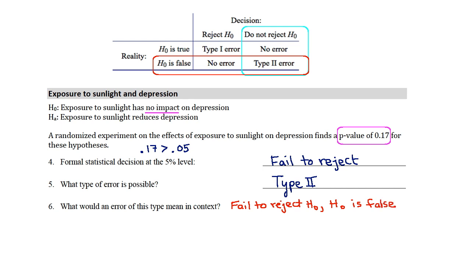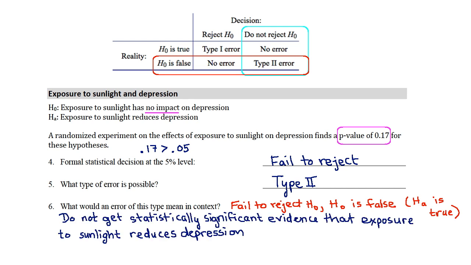It's a little bit easier to think of this in terms of HA being true. So we can, in words, say when we fail to reject, it just means we didn't get statistically significant evidence for HA, even though HA is true. We're going to now put that into words. So the first half of this is our fail to reject H naught, and we're saying we do not get statistically significant evidence of HA. So again, exposure to sunlight reduces depression. That's exactly our HA.